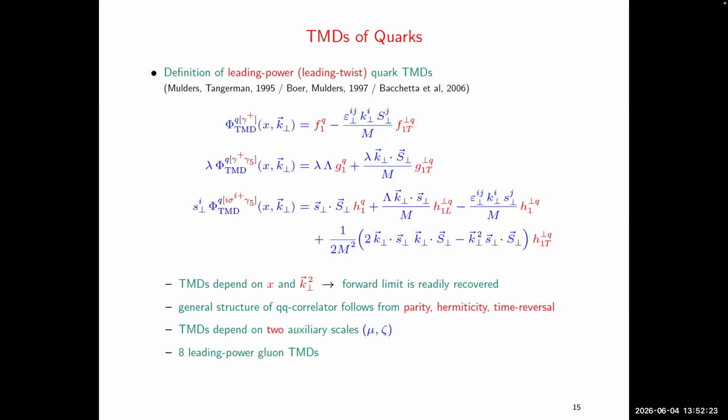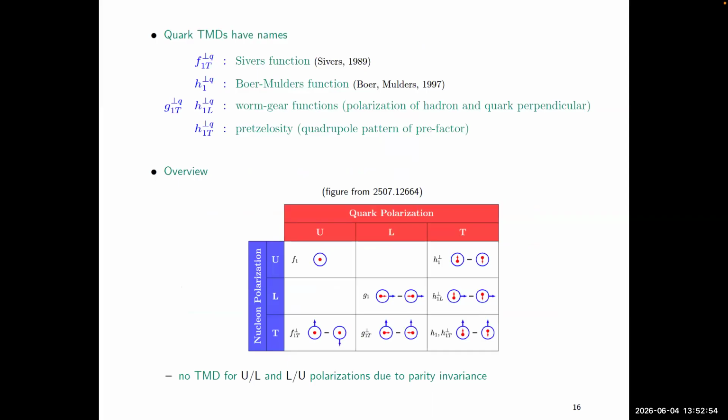These divergences, as a matter of principle, cannot be regulated with standard dimensional regularization. And there are different recipes out there for how people do that. This is a little bit of a field in its own right. We cannot get into it. Anyway, again, I hope I have time at the end of the lecture today to say a little more about that and also about the evolution in these cases. All right. So quark TMDs have names.